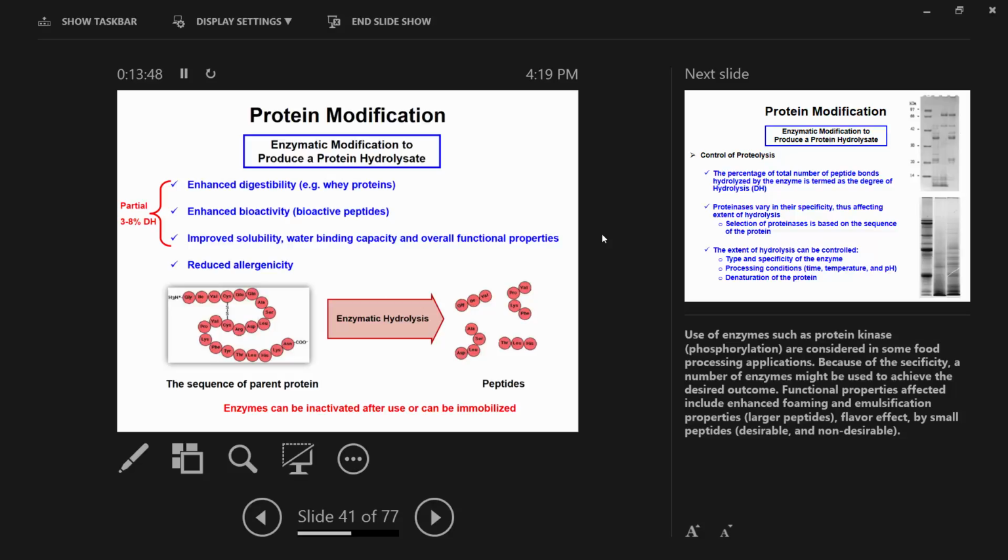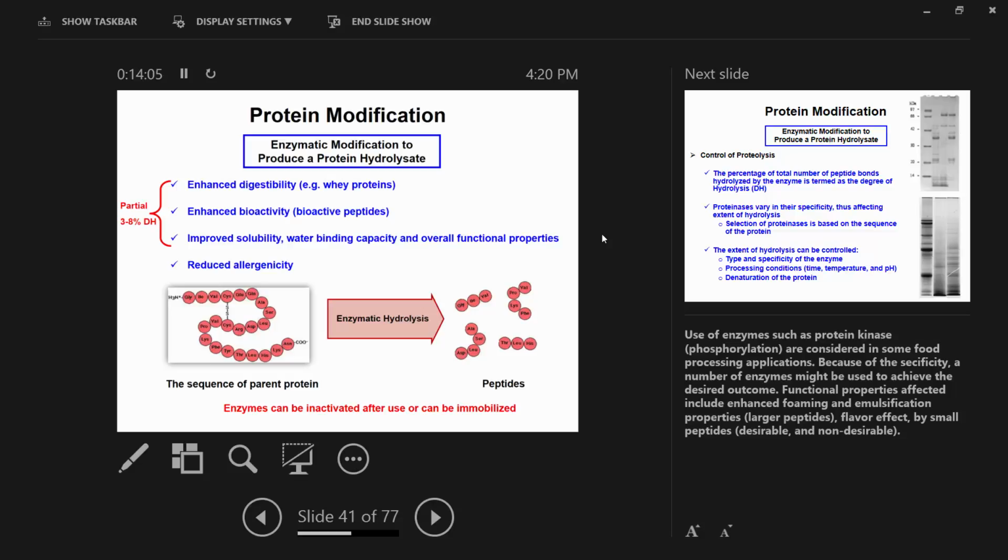Enzymatic modification, so we think about ingredients, right? We're talking mainly about protein ingredients. Modifying a protein ingredient by hydrolysis is a very common technique used in research, like I said. And it has several benefits.